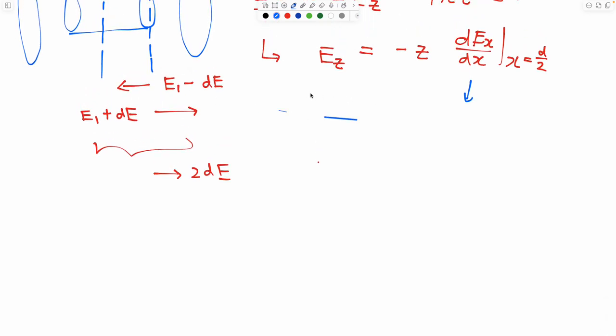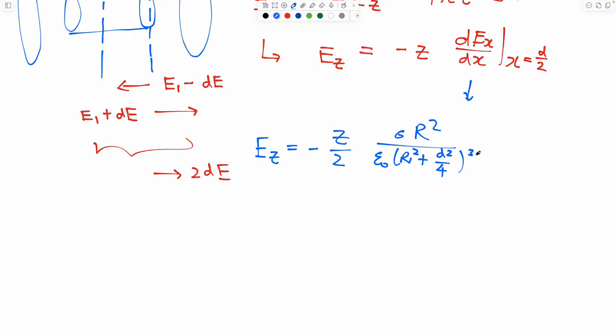But you should get, let me see, what should you get? Oh, EZ should be negative z over 2 sigma r squared over... yeah, should be like that. Okay, and then you see that the force is simply just q times this. So you multiply q times this thing to get the force.